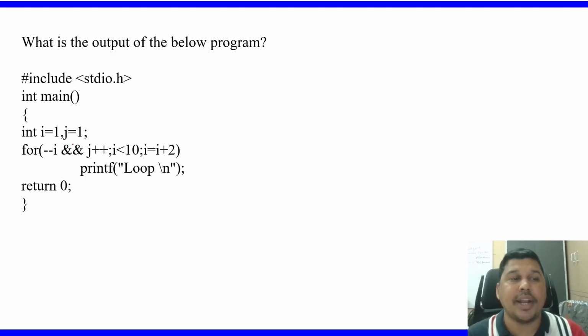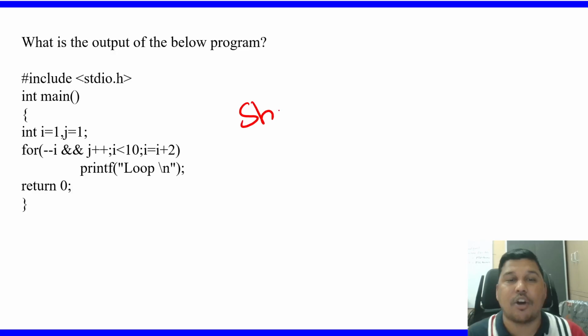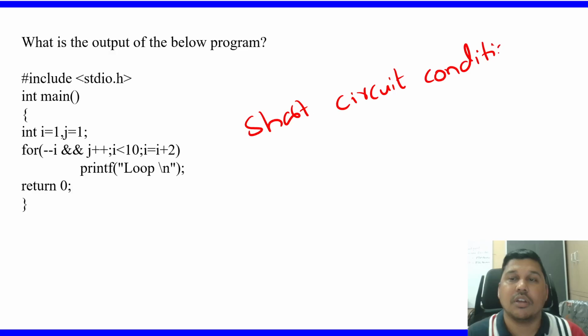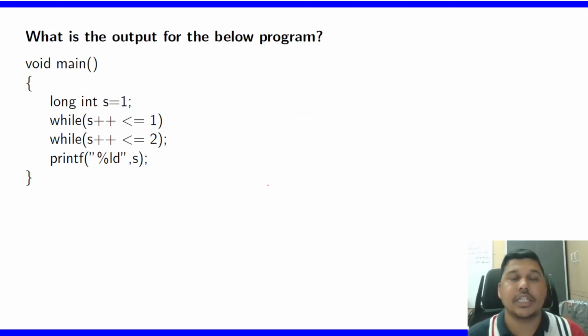The important point here is that whenever you are using the AND operator, only this part will be executed and this part will be skipped. These are called short circuit conditions. Okay, short circuit conditions. Next problem.